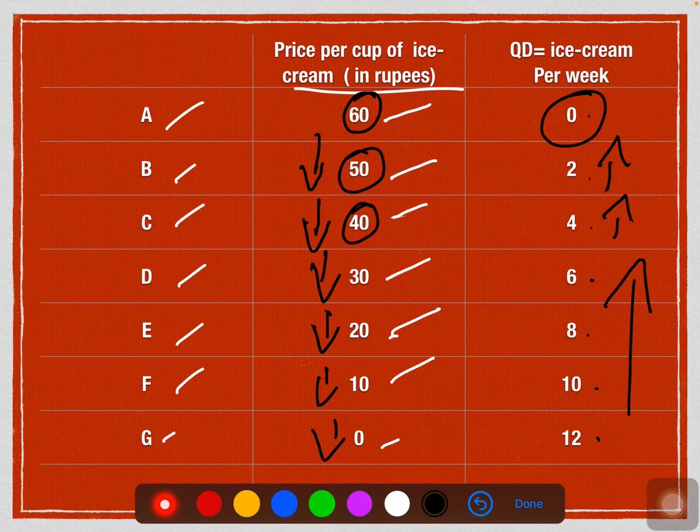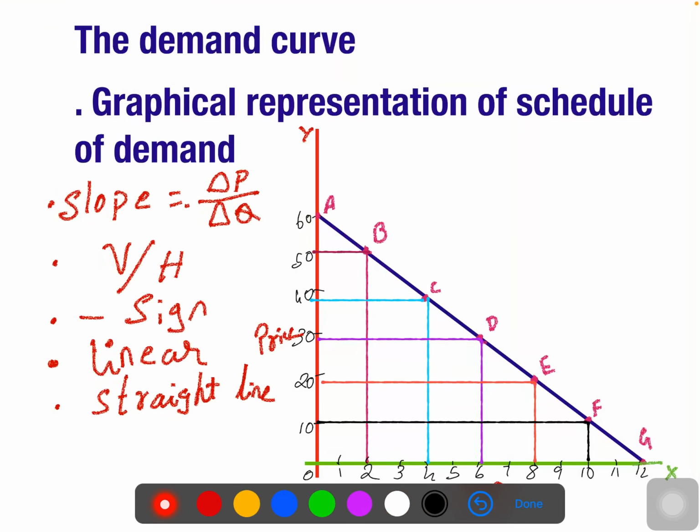What we have in the schedule, we are going to construct in a diagram. Whatever schedule we have, the table of numerical data, if we construct a curve from it in a graph, the graphical representation of the schedule will be called a demand curve.